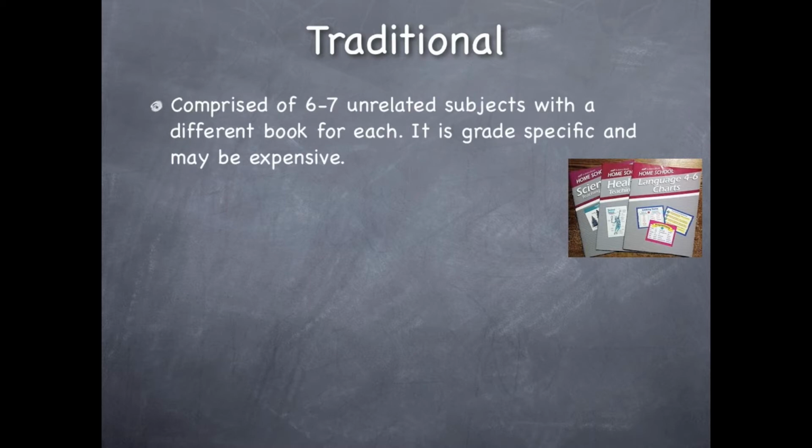Traditional is comprised of 6 or 7 unrelated subjects with a different book for each one. It's grade specific and may be expensive. And this is more like what you would see in a public school system where each subject has their own book and they're not tied together. Some examples would be Bob Jones, Abeka, and Calvert.